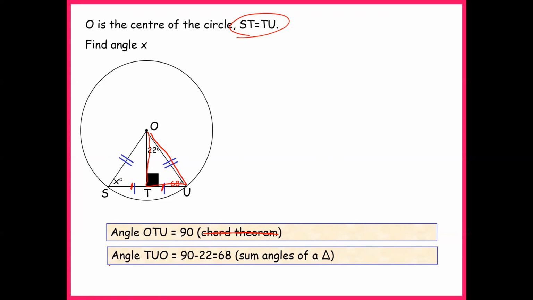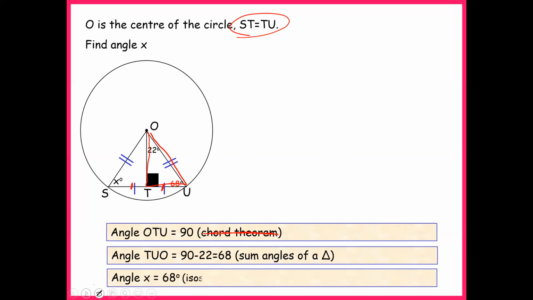And therefore, X has to be equal to 68. And we can't use isosceles triangle. We're going to use angles opposite equal sides. I deliberately put the isosceles to show you we're not accepting that. It has to be angles opposite equal sides. I know some of you would have told me we could have concluded that this side is 90, and then worked it out from the other triangle.